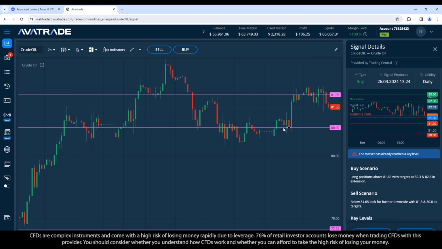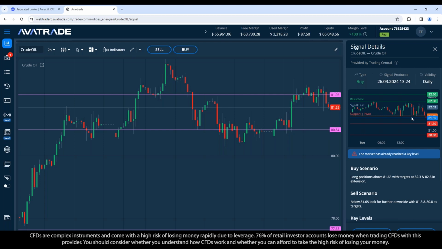It's tried to drop there, couldn't, and went back up with a bullish candle here. So if this is now downtrending, it looks like it could be trying to drop down towards 81 or so, or just below 80.90, 80.75, this area right in this range here. So this is what I see on crude oil.